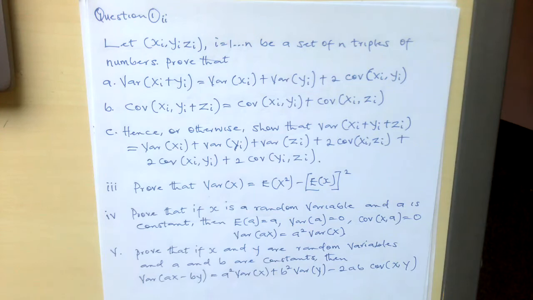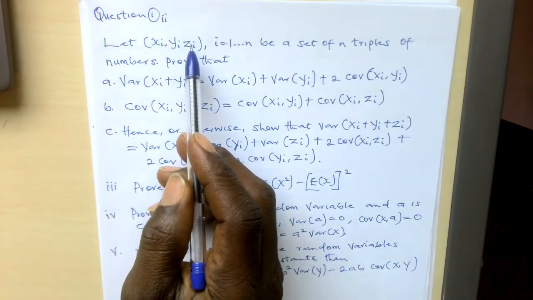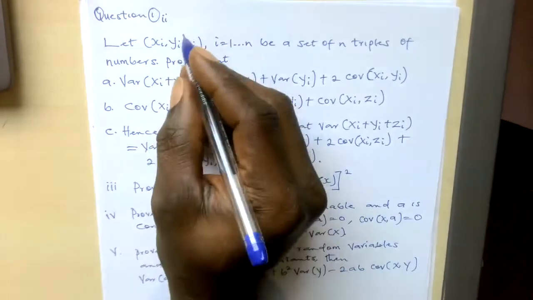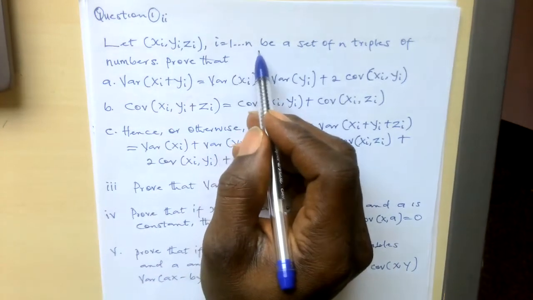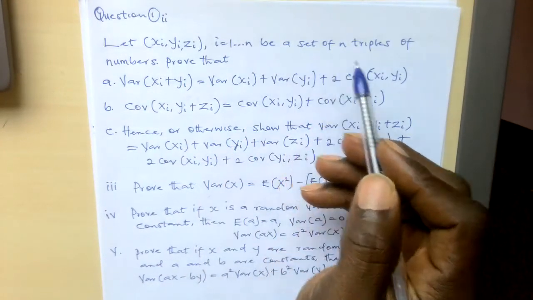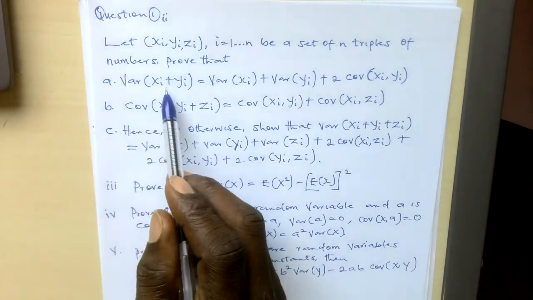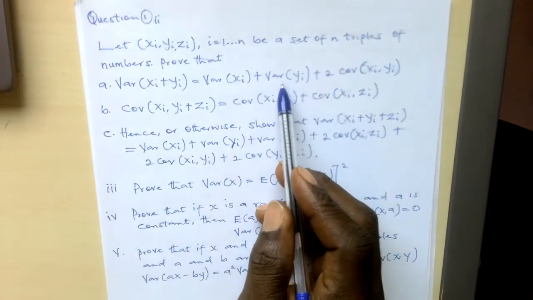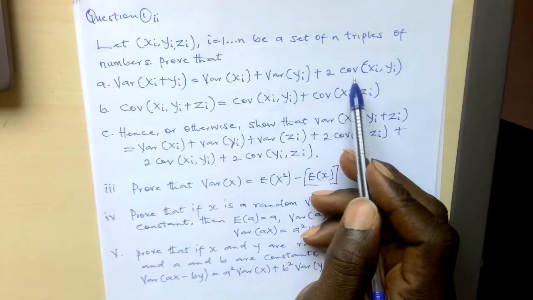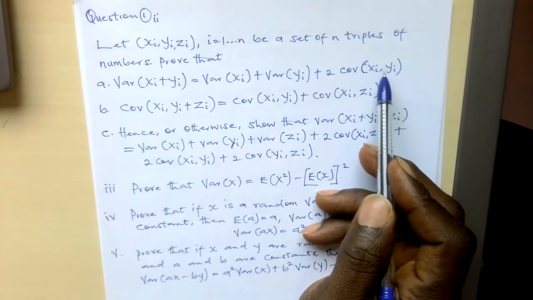Let xi, yi, zi, that is, triples (xi, yi, zi) with i from 1 to n, be a set of n triples of numbers. Prove that the variance of xi plus yi equals variance of xi plus variance of yi plus 2 covariance of xi and yi, right?